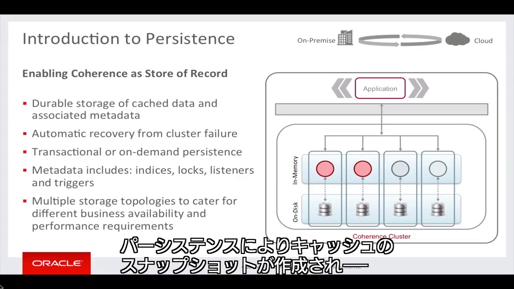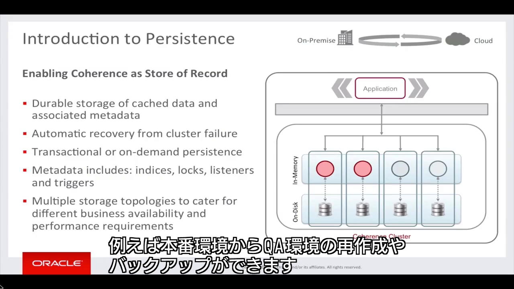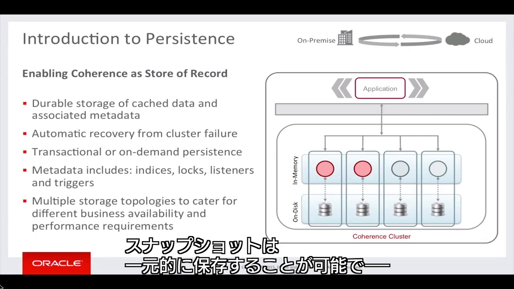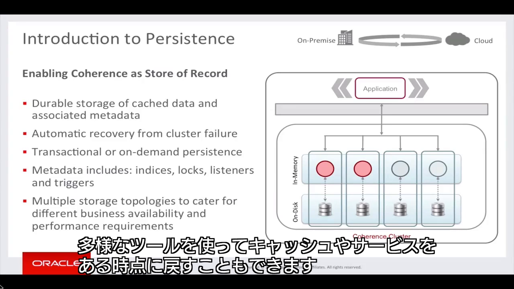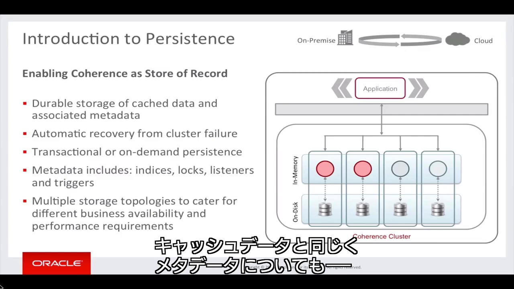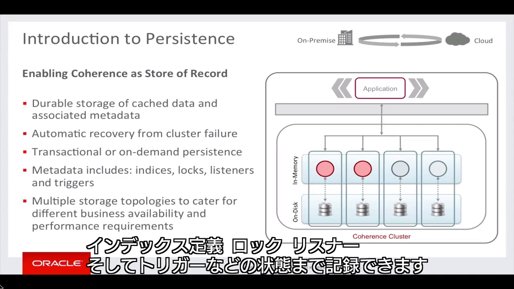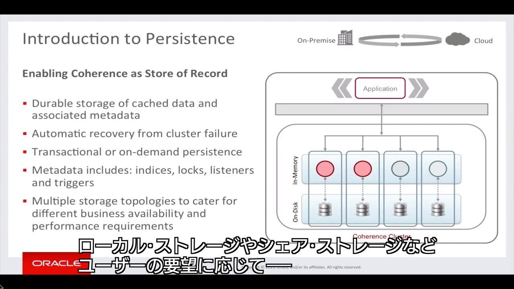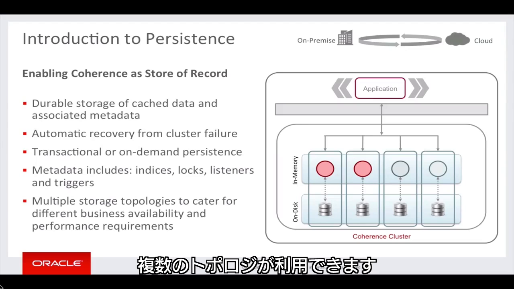Persistence provides the ability to create a point-in-time snapshot of caches for backup or transfer, say from production to a QA environment. These snapshots can then be archived to a central location or recovered using various tools to revert caches or services to a known state. As well as cache data, various metadata is also persisted, including index definitions, locks, listeners, and triggers. A number of storage topologies are also available, including local storage and shared storage, depending upon user requirements.